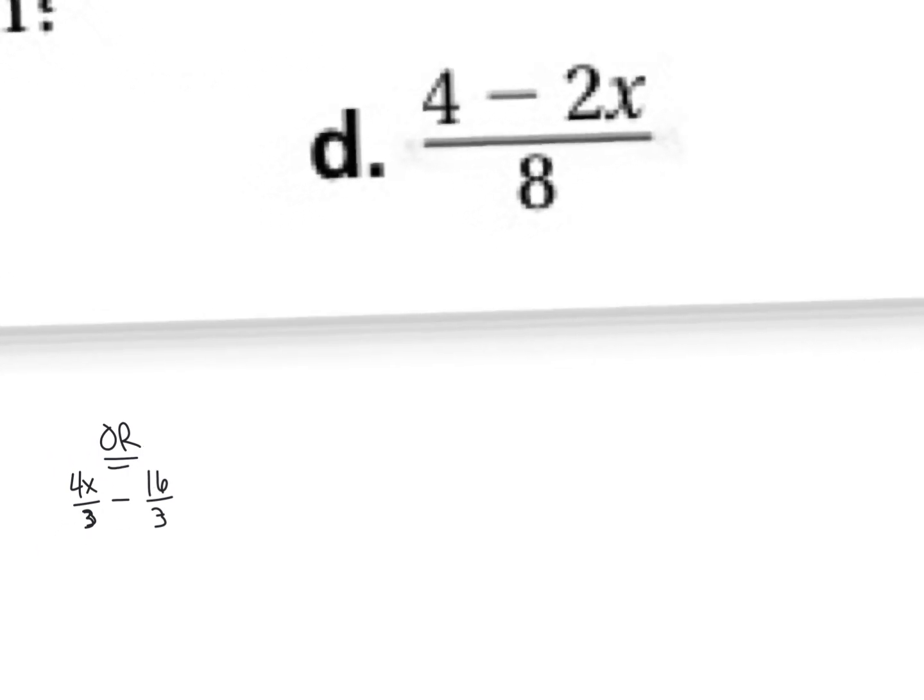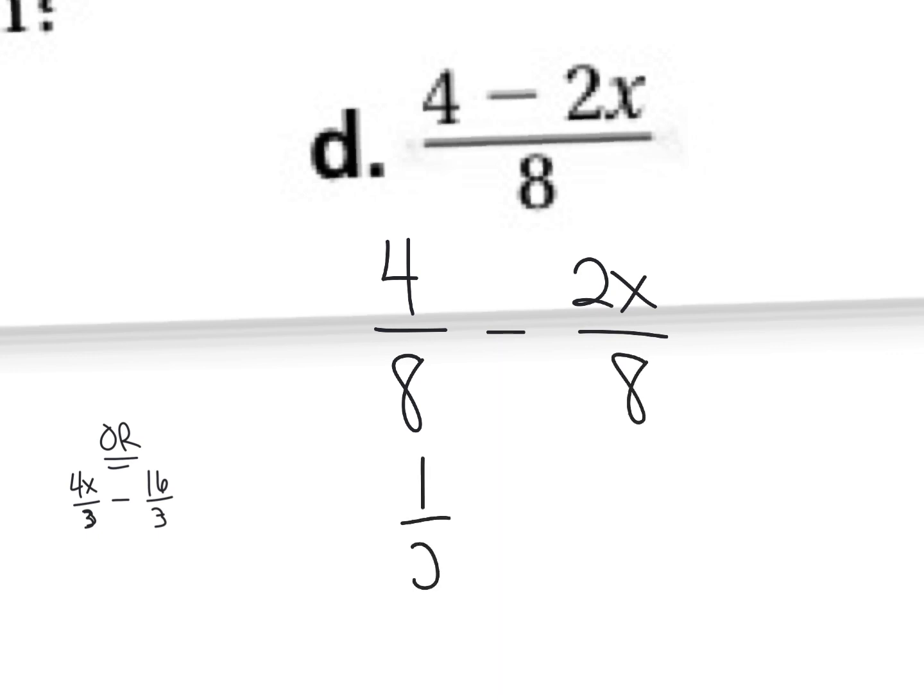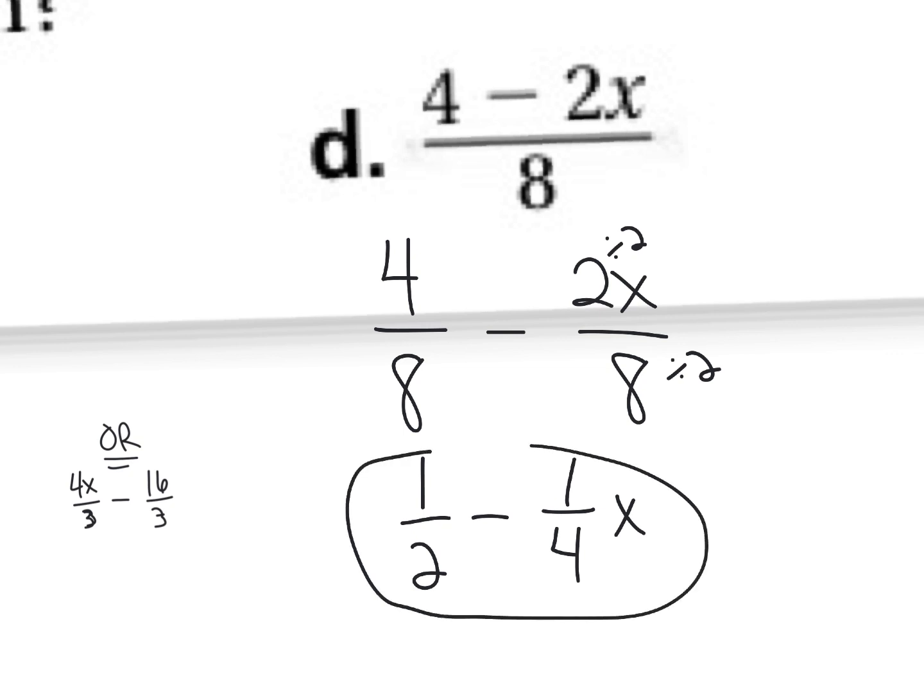And part D. So for part D, we can divide the 4 by 8. We can divide the 2x by 8. 4/8 is a half. 2 and 8 we can reduce by 2, which would be 1/4. If you want to put the x next to the fraction or in the numerator, either way is fine. So 1/2 minus 1/4 x, or 1/2 minus 1x over 4 would be our answer for that one.